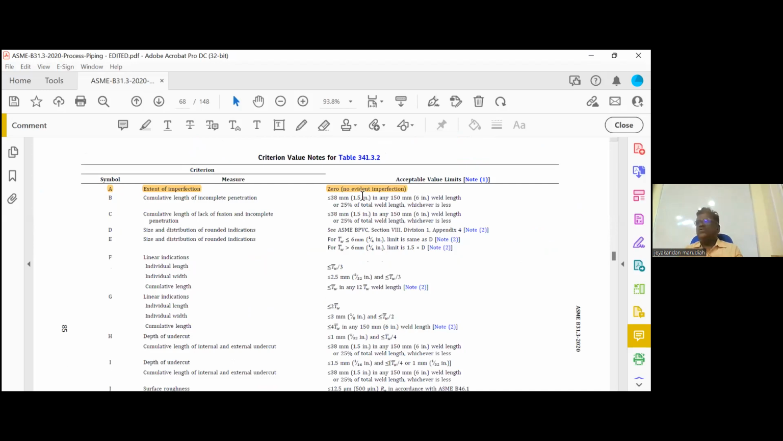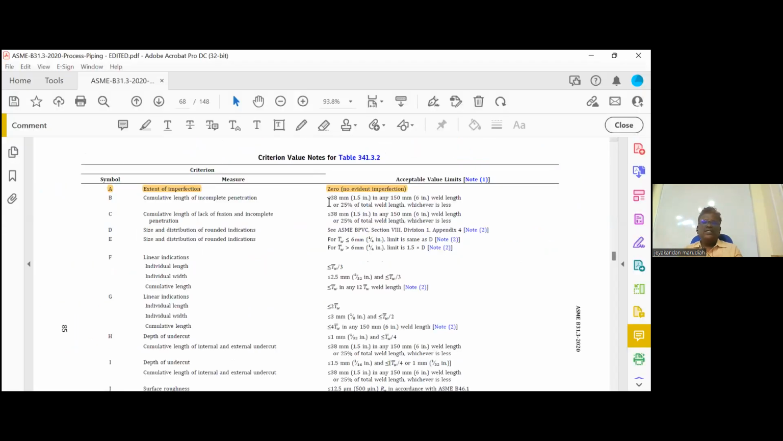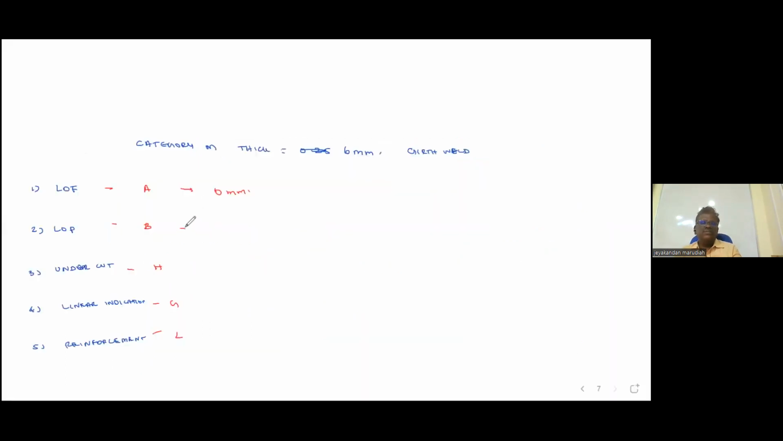A means 0. 0 means not allowed. Okay. So A means 0 mm. What is the maximum allowed? 0 mm. What is the B? What is the B explanation given here? Cumulative length less than or equal to 38 mm in any 150 mm weld length. So for weld length, I didn't give you. So less than or equal to 38 mm allowed. So cumulative length less than or equal to 38 mm in 150 mm length.